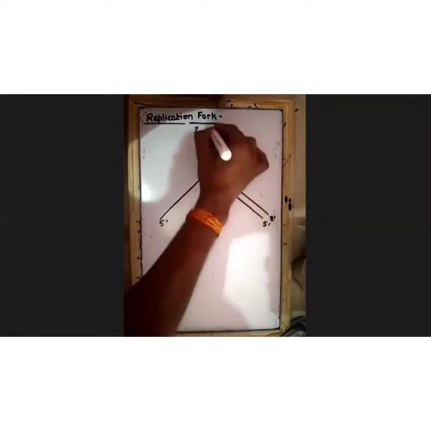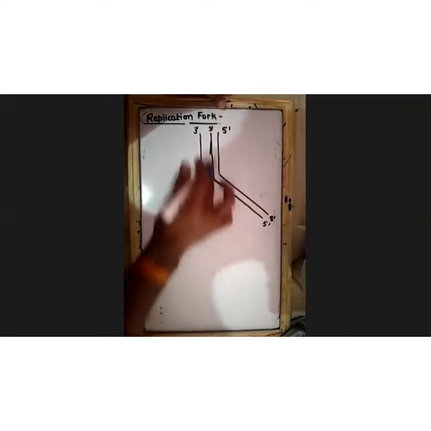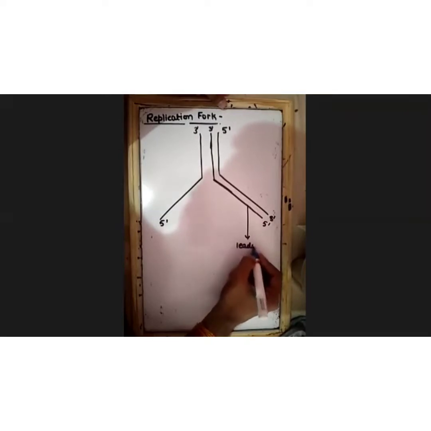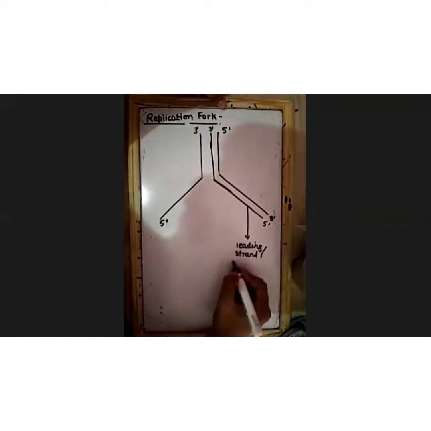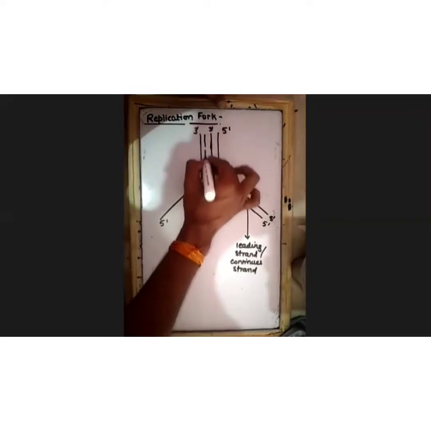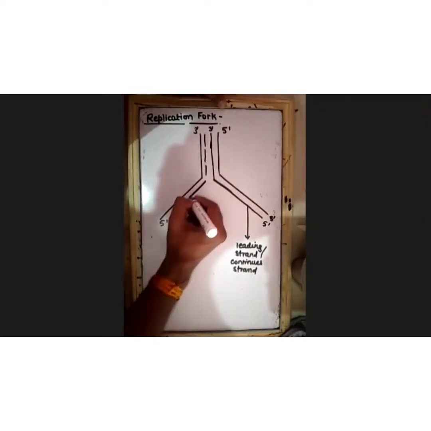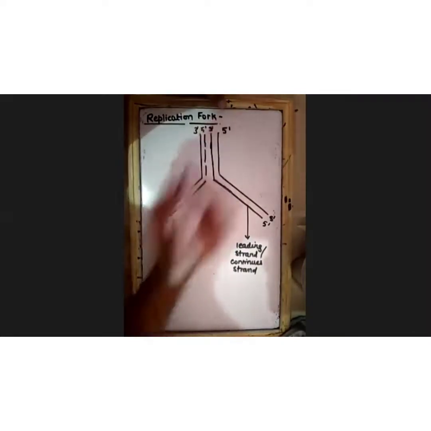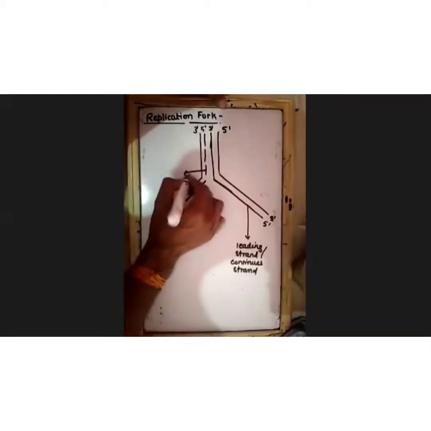5 prime, 3 prime, and this is known as the leading strand, or continuous strand. On this we will get this continuous strand, the 3 prime to 5 prime, and these fragments are known as the Okazaki fragments.